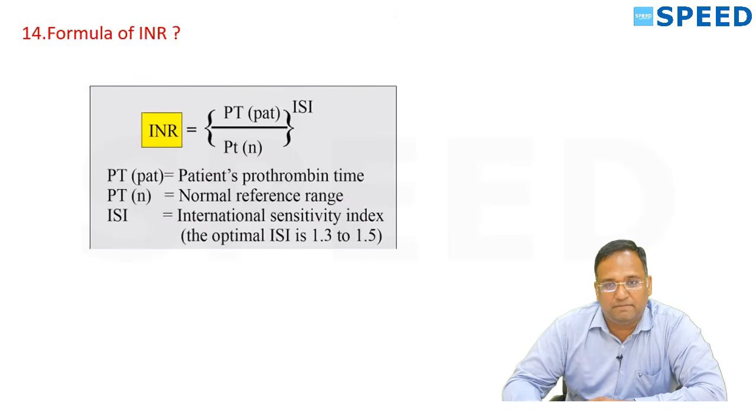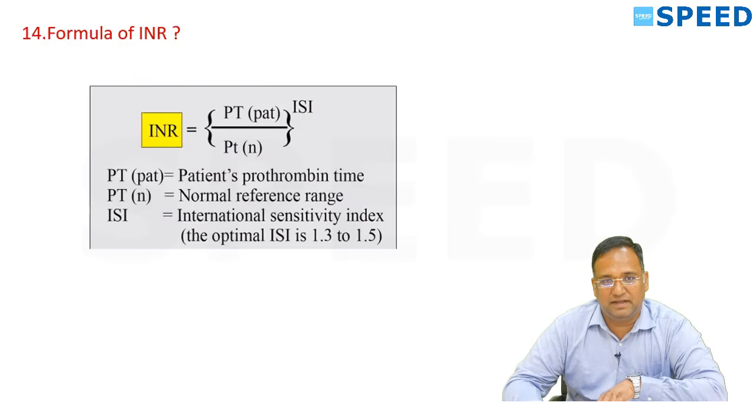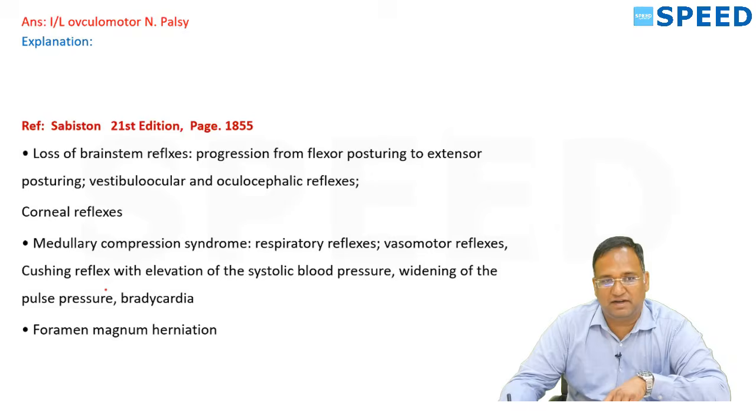So, is this okay? Formula of INR. Was a question on the formula of INR asked? The answer goes as INR is PT patient divided by PT normal, raised to ISI, the International Sensitivity Index. So, patient prothrombin time by the normal reference prothrombin time, raised to the International Sensitivity Index, and optimal ISI is 1.3 to 1.5.